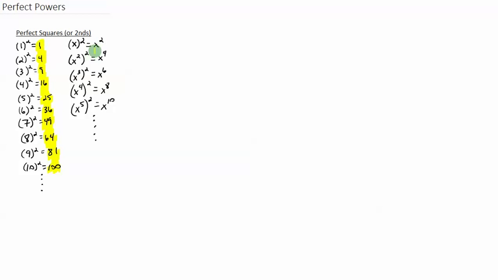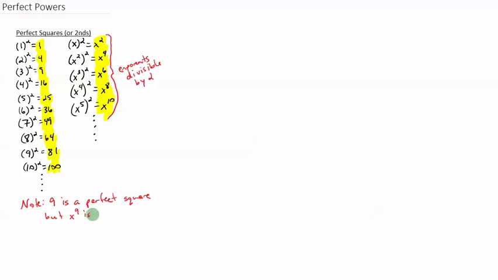These expressions over here, the x squared, x to the fourth, x to the sixth, etc., those are the perfect square variables. Okay? And what you start to notice is that the exponents are divisible by 2. So, for example, 9 is a perfect square, but x to the 9th is not. Okay, a lot of people get confused by that.